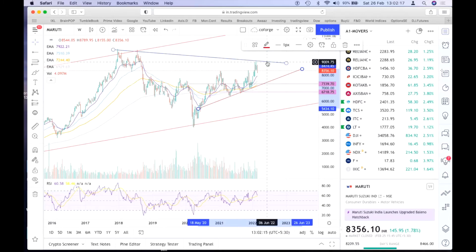And this is the resistance zone. So whenever it reaches over here, it's not been able to go up. So it's time for me to sell. Resistance comes in over here and the share price doesn't move up. So this is time for me to sell. So stop loss and sell.